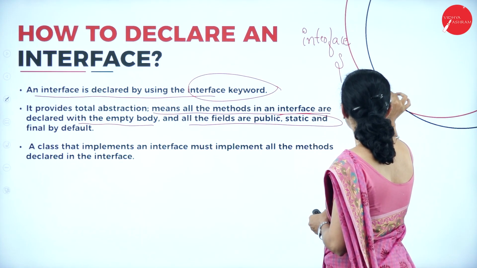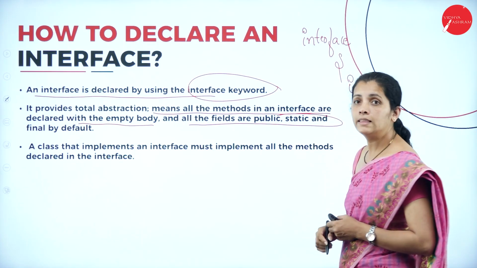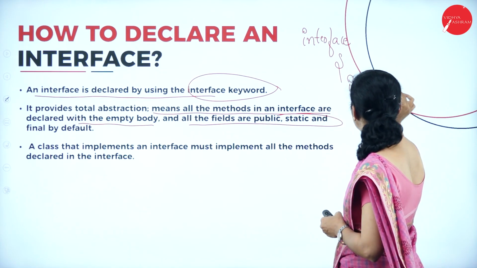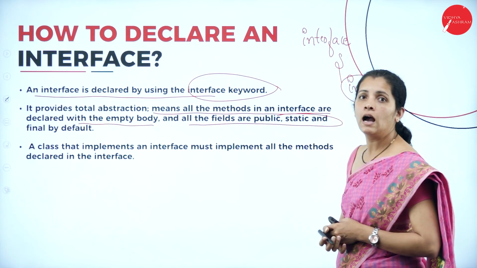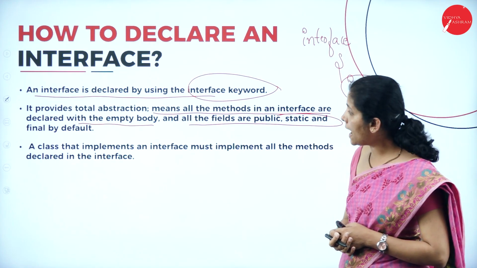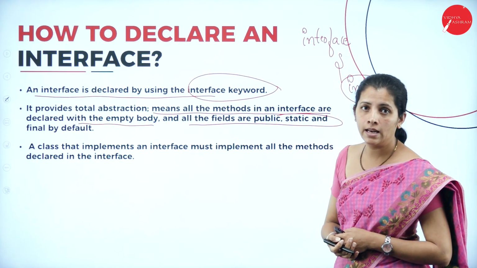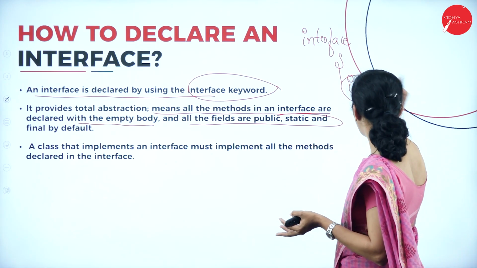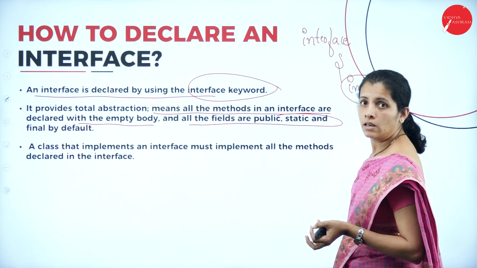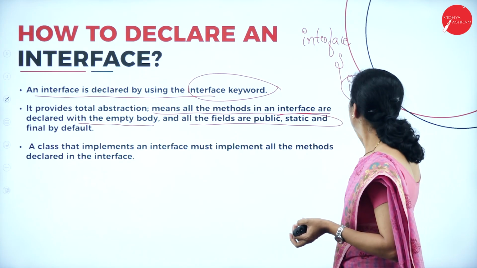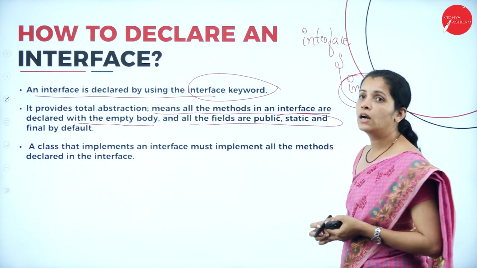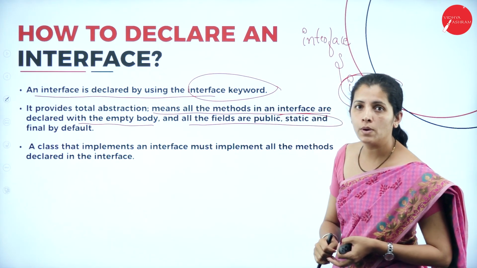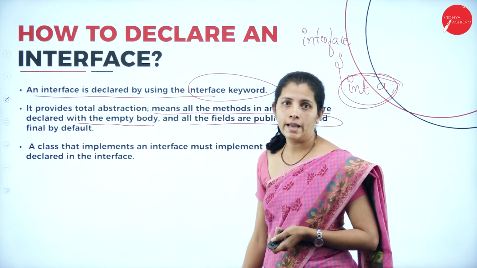field declaration int A, then it is treated as public. That means this A is public, and it is of type static as well as final. That means I cannot modify the values which I declared here. So by default, it is converted into public, static as well as final.